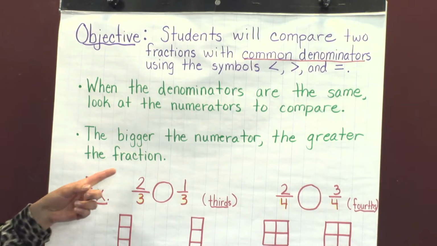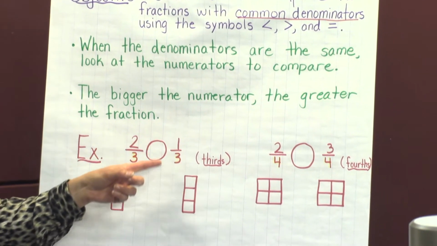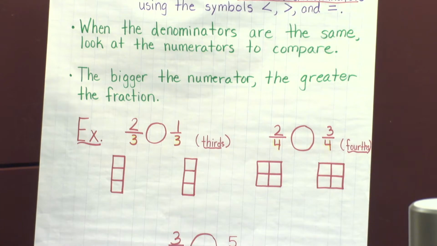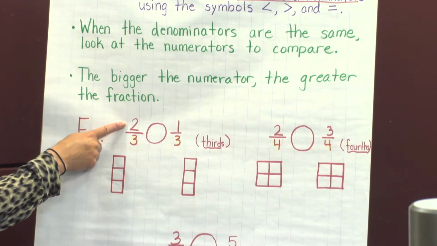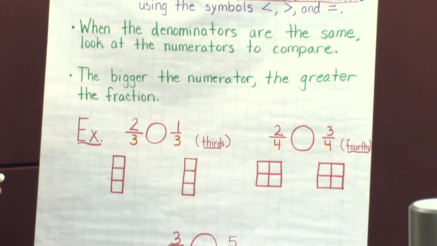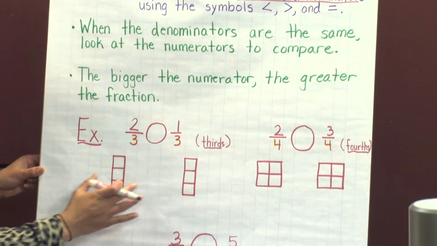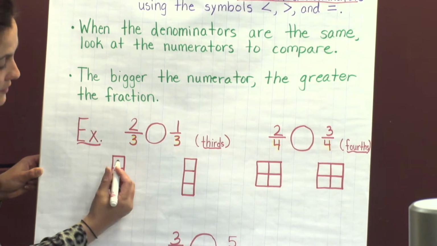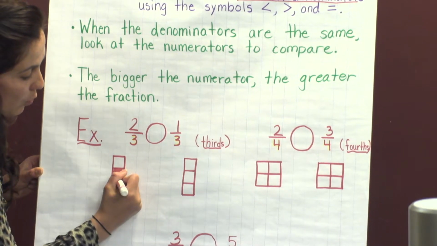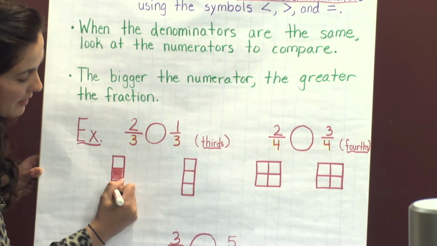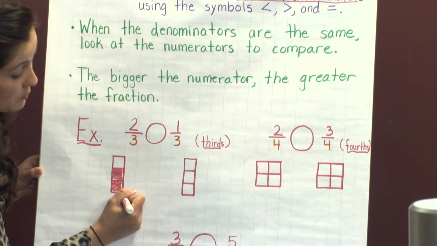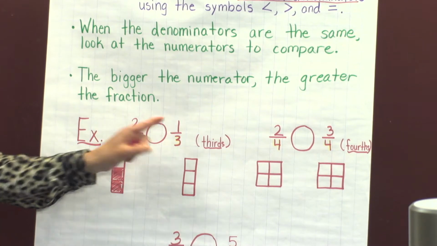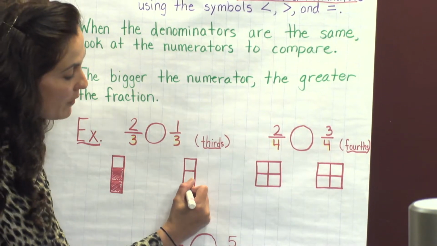So here we have 2/3 and 1/3. Let's use our picture to shade in what 2/3 would look like. The numerator is a 2, so that means I would shade in 2 parts. Both wholes you'll see are divided into thirds, 3 equal parts. So we're going to go ahead and shade 1/3 and another third. This is what 2/3 would look like. On the other side, we're going to shade 1 part. So this is what 1/3 would look like.